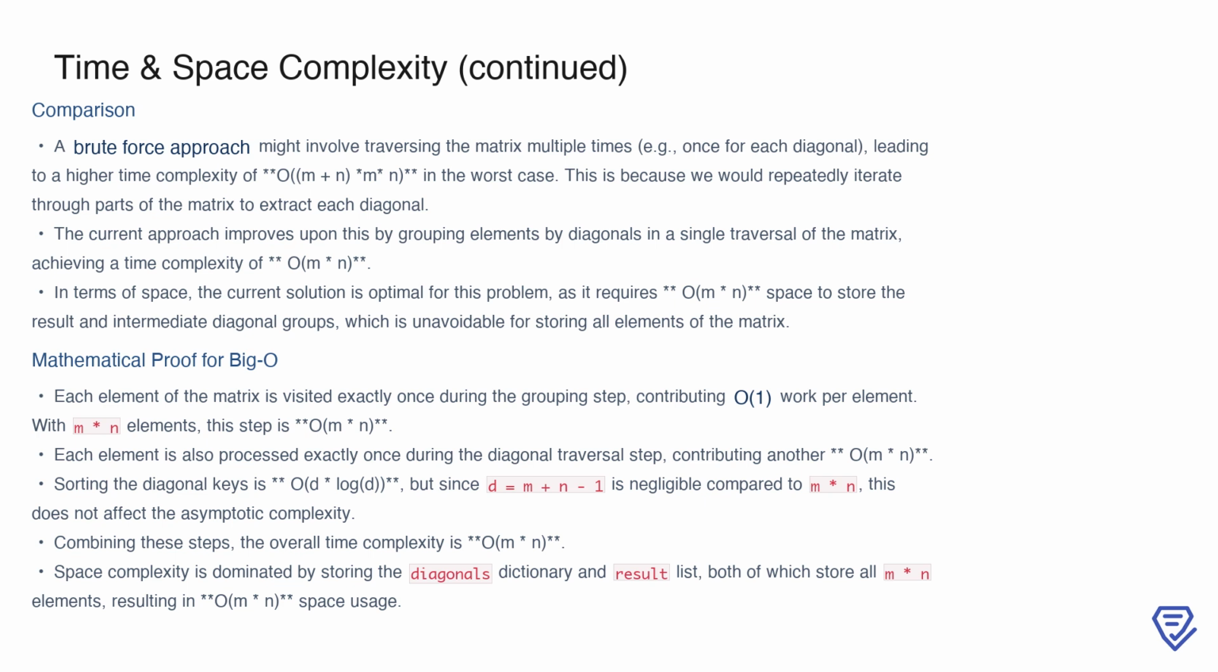Similarly, during the traversal step, each element is processed exactly once, contributing another O(m * n). Sorting the diagonal keys adds O(d log d), but with d equals m plus n minus 1 being much smaller than m * n, its impact on the overall complexity is negligible. Combining these observations, we confirm that the time complexity is O(m * n), while the space complexity is also O(m * n), making this solution both efficient and optimal.